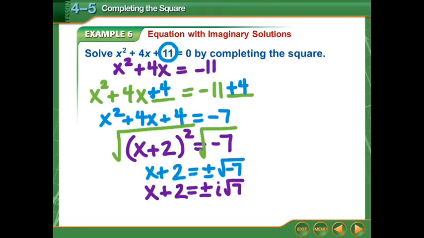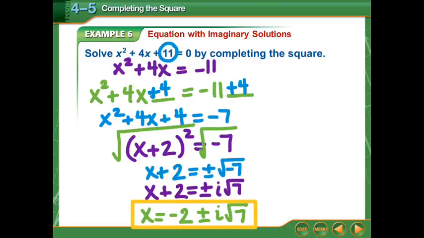Okay, then we would subtract 2 on both sides. So then x is going to equal, I'm going to go ahead and put my negative 2 first since it's the real number portion, and then plus or minus i times the square root of 7. So this is 2 solutions that works for this. They just happen to be imaginary solutions.